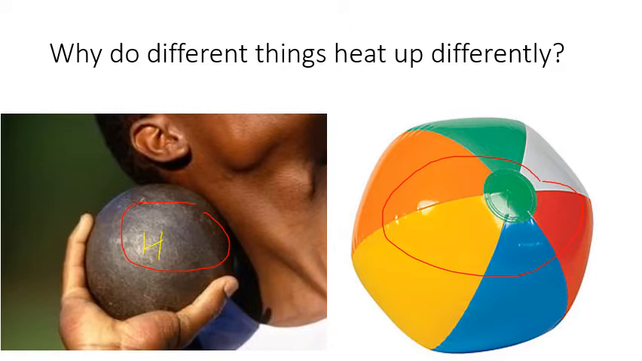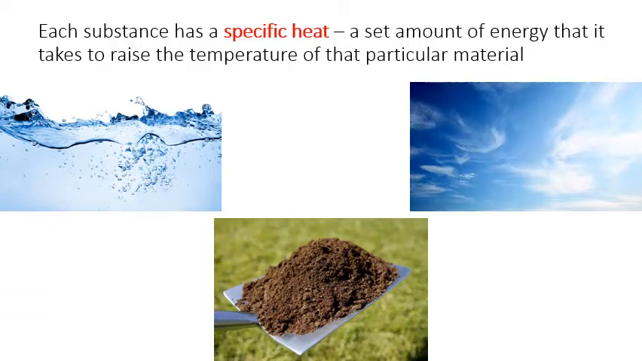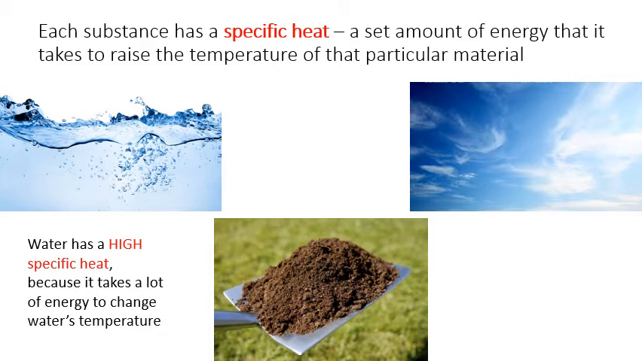So the sand is like the beach ball. A beach ball is easy to get moving. It doesn't take much effort at all, and that's why sand gets so hot under the sun, because it's easy to get sand particles moving and causing the friction, which will cause the temperature to go up. This is the concept of specific heat. Now, each substance has a specific heat. That's why it says it's specific. It's a set amount of energy it takes to make that particular material change temperature. Water has a high specific heat, and you know this.